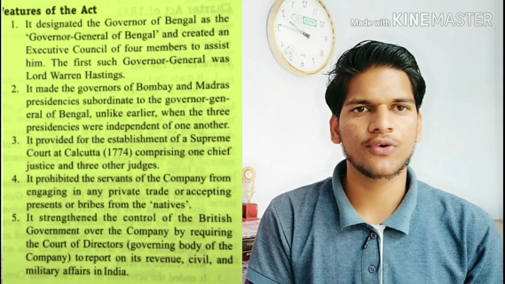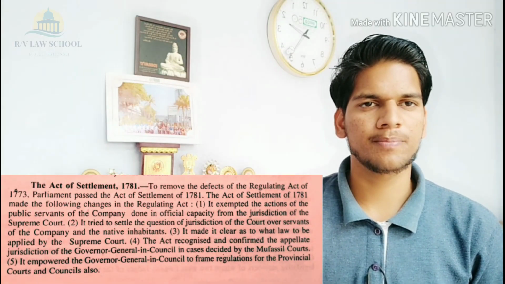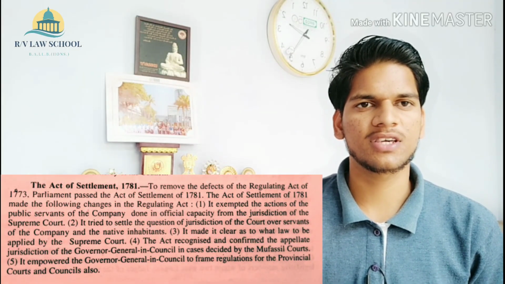After this act, there were a few mistakes and defects in this particular act. That's why they brought a new act, that is Act of Settlement 1781. Later on, gradually, the East India Company was interfering in the political functions of Bengal. It created a mismatch between the commercial function and the political function of the company. That's why they brought a new act, that is Pitt's India Act 1784.